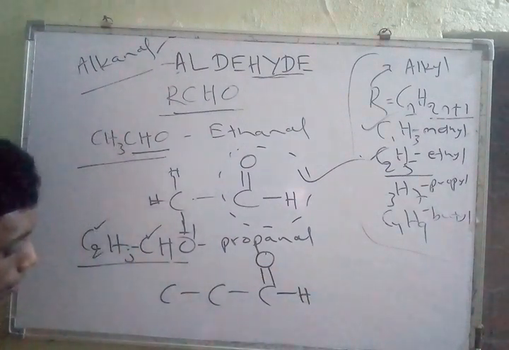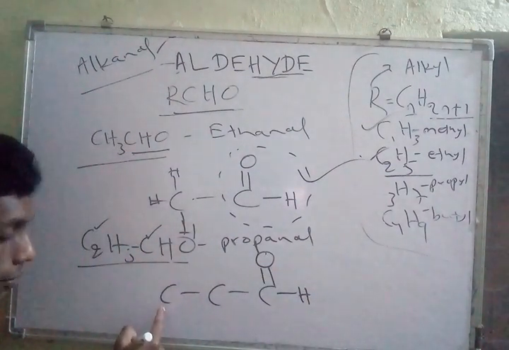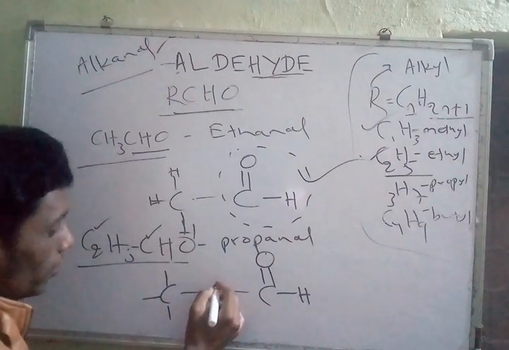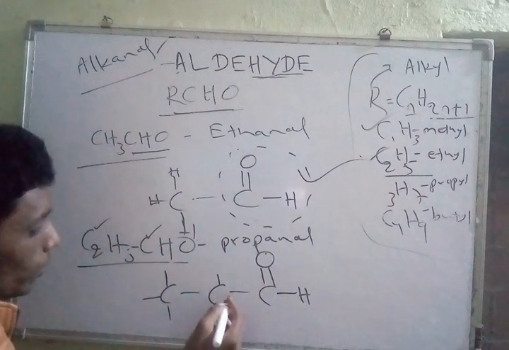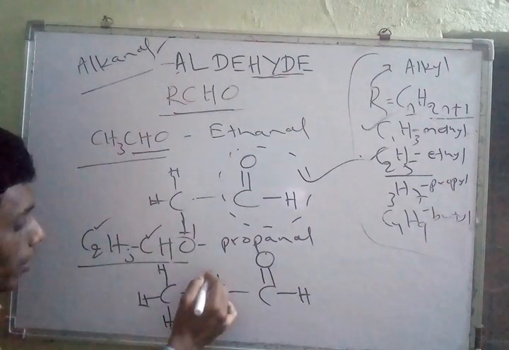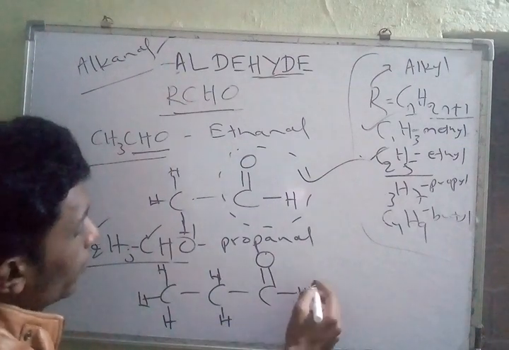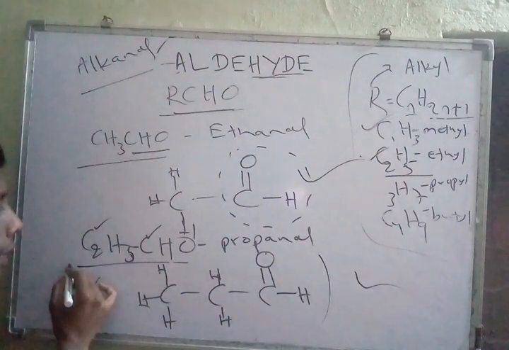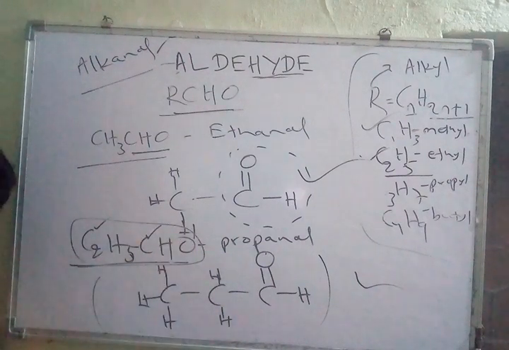Okay, and in this compound, each carbon must follow the tetravalent rule. So 1, 2, 3, 4, 1, 2, 3, 4. Clear? Now put hydrogen atoms. So this is the structure of C2H5CHO, that is propanal. Thus, we can write the structure of any aldehyde compound in this manner.